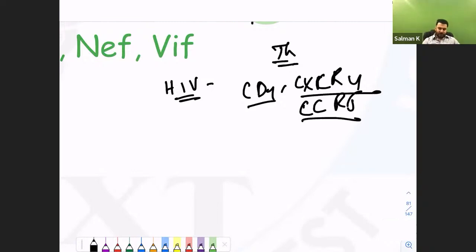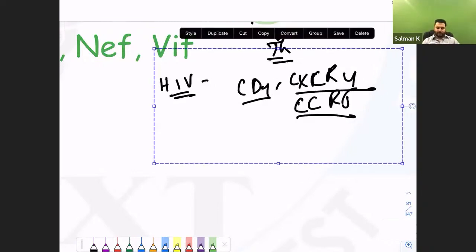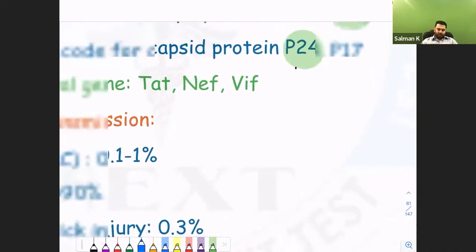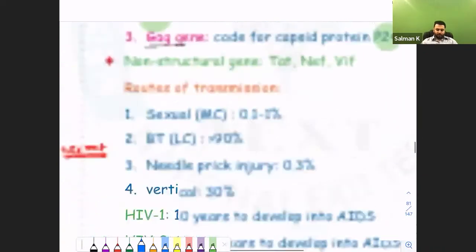Once it comes inside, I told you it takes out three enzymes one after the other: reverse transcriptase, integrase, and protease. These are the three enzymes that you should all know. Okay, understood, everyone? So that's your three things: reverse transcriptase, integrase, and then the protease. Okay. Now let's move forward here.